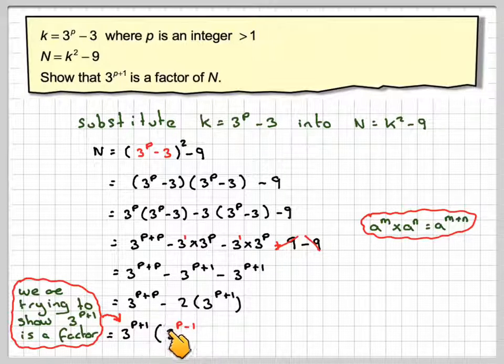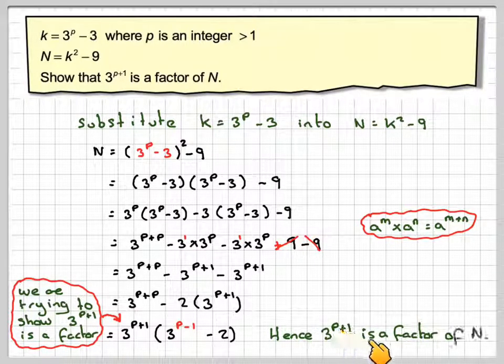Think back, if you multiply that by that, you're going to get 3 to the p plus 1 minus 1, which will give me 3 to the p plus p. And then this, obviously, we're just going to get minus 2 here. So we have shown that this is now a factor of this. And therefore, hence, 3 to the p plus 1 is a factor of n.